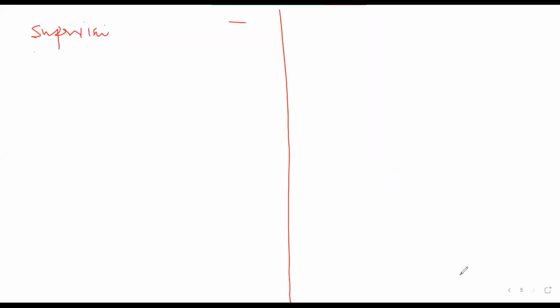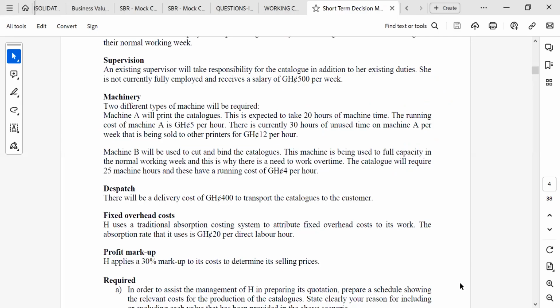Okay. Yes, sir. So machine A will be 7 times 20. That will give us 140. Let's go to the B.